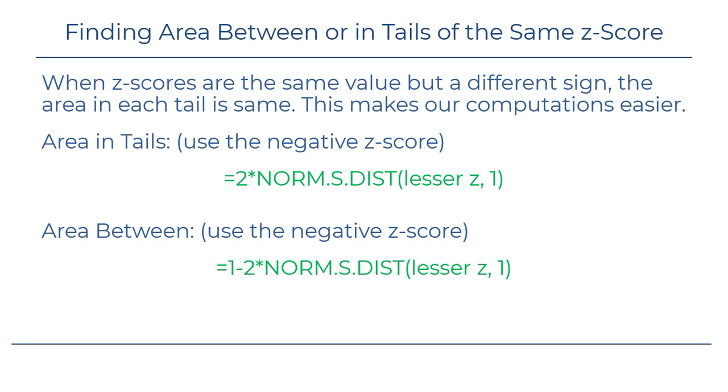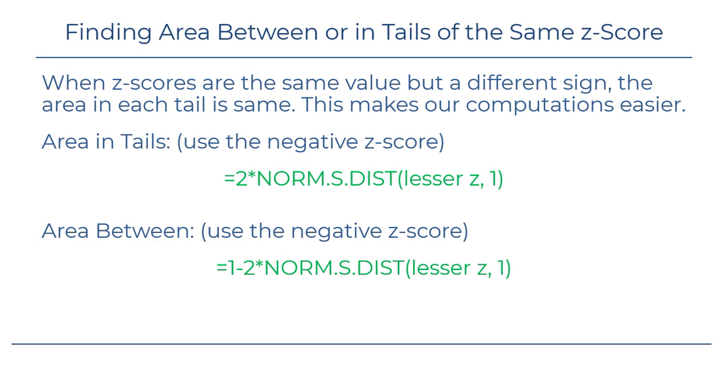The last computation for this that we're going to work on is finding the area between or in the tails of the same z-score. Now, I could use what I already have on my spreadsheet and simply enter negative 1.5 for the lesser z-score, positive 1.5 for the greater z-score, and my spreadsheet would do the rest. But this in particular is going to come into play when we're dealing with confidence intervals and with hypothesis testing. So quite often we're going to have the same z-score with a different sign. And if I want the area in the tail, again, let's use that negative 1.5, positive 1.5.